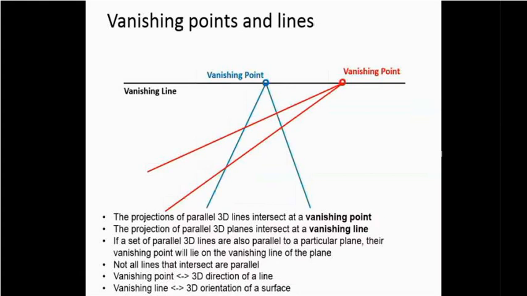Imagine going by a whole set of walls. All those walls will intersect at some vertical line in your field of view. I think I said all this stuff. Yeah, and also, a vanishing point corresponds to a 3D direction of a line, and a vanishing line corresponds to a 3D orientation of a surface.